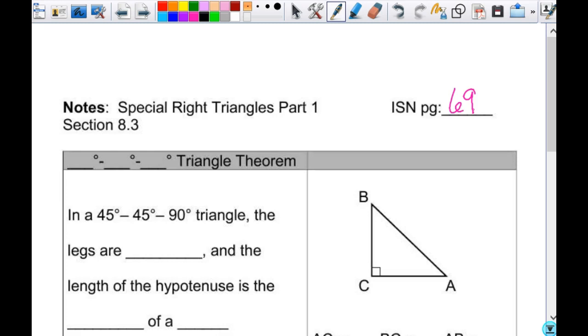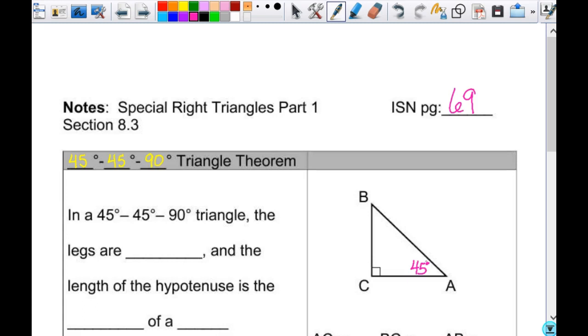Okay. So the first triangle that we're going to look at is a 45, 45, 90 triangle. So this is the 45, 45, 90 triangle theorem. So if this triangle here has an angle measure of 45 degrees here, what's the measure of angle B have to be? 45. Okay. So yes, it's a right triangle. Yes, it's a 45, 45, 90 triangle. But what else could we classify this triangle as?